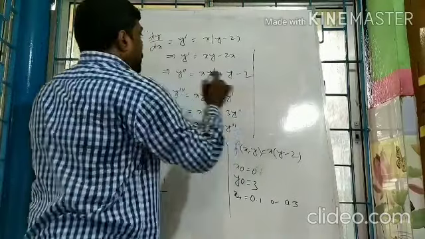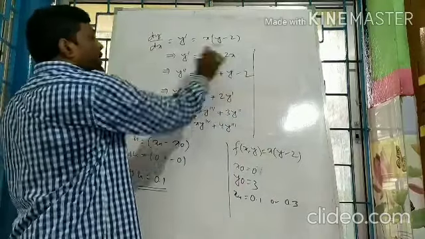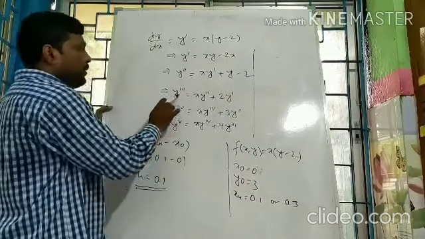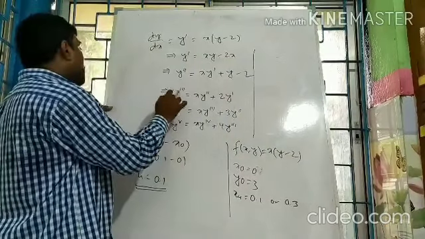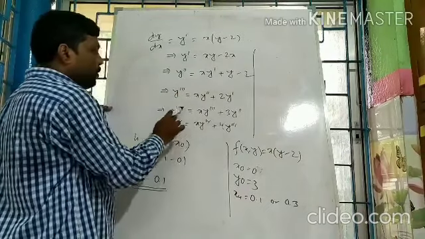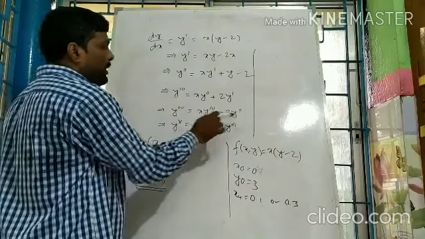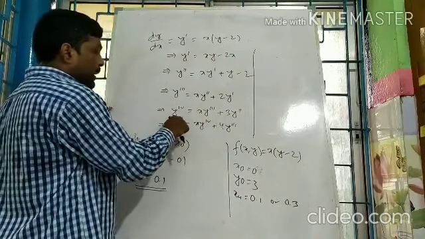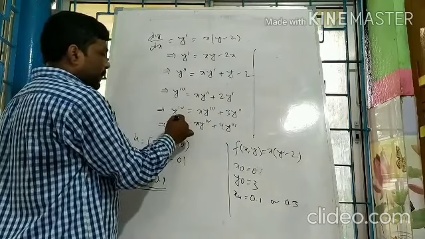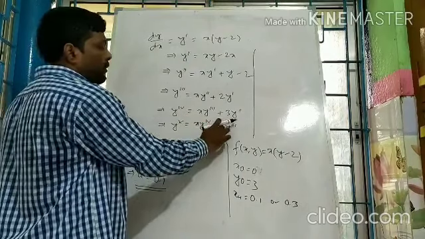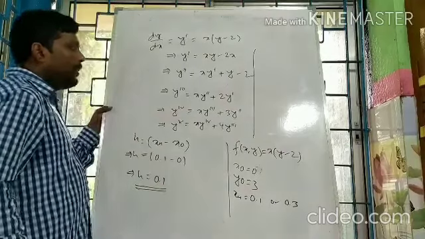So y' is xy - 2x, y'' is xy' + y - 2, x y''' (the third order derivative of y) is xy'' + 2y', the fourth order derivative of y is xy''' + 3y'', the fifth order derivative of y with respect to x is xy⁗ + 4y'''.